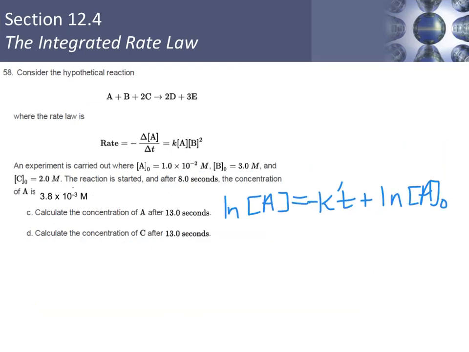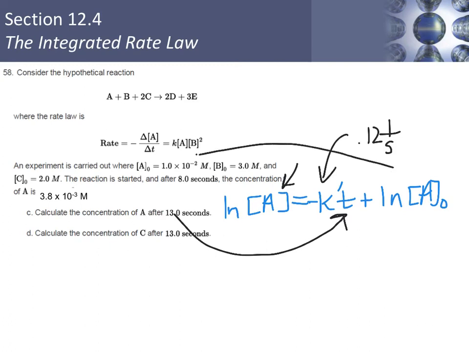So now for part C, we're going to calculate the concentration of A after 13 seconds. So we want to solve for this right here. We know our time is going to be 13 seconds, and we know our pseudo rate constant from part A is 0.12, 1 over seconds. And from part A, we know still that the initial concentration was given right here. So we will plug that in and solve.